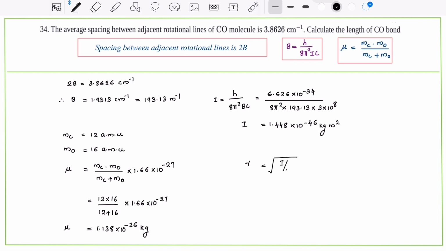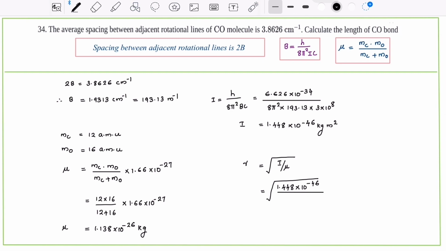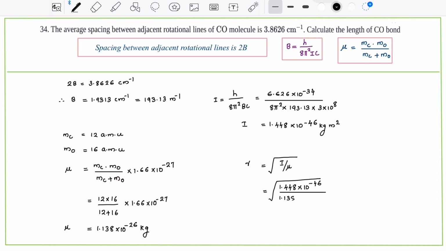Now let us find the bond length R, which is equal to root of I by mu, and this is equal to 1.448 into 10 raised to minus 46 divided by 1.138 into 10 raised to minus 26, and this is equal to 112.80 into 10 raised to minus 12 meter, or R is equal to 1.13 angstrom. This is the bond length.